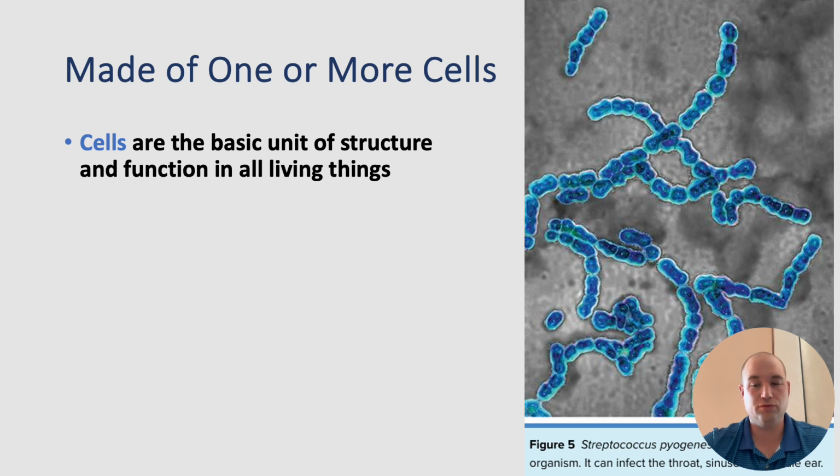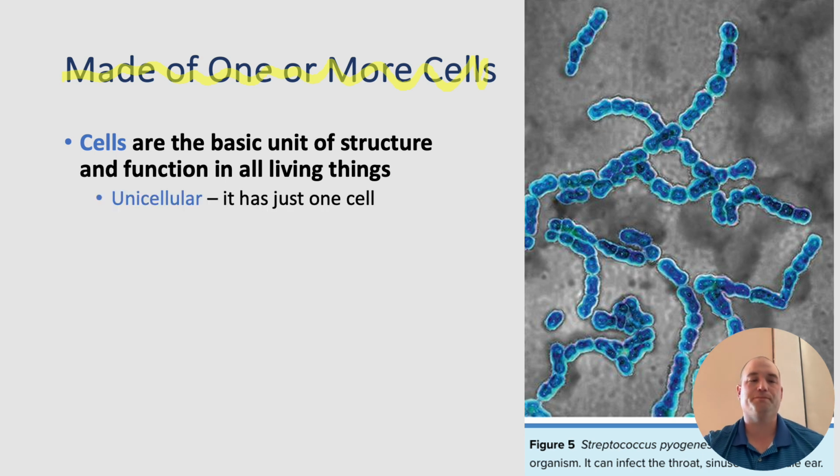Fire, for example, is not made of cells. So our first characteristic of life is made of one or more cells. Now when we're talking about cells, they are the basic unit of structure and function in all living things. So if you take a look over here are some bacteria cells, and these bacteria cells, or streptococcus right here, they are actually what causes strep throat.